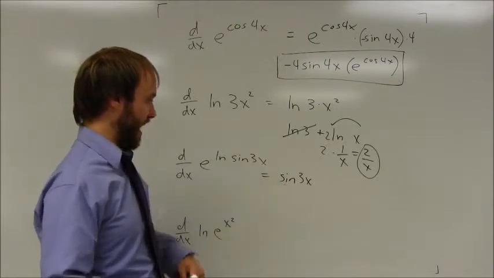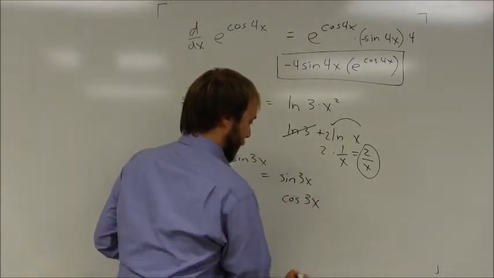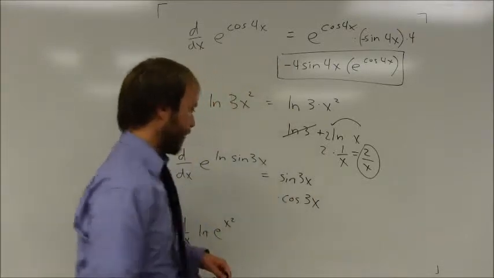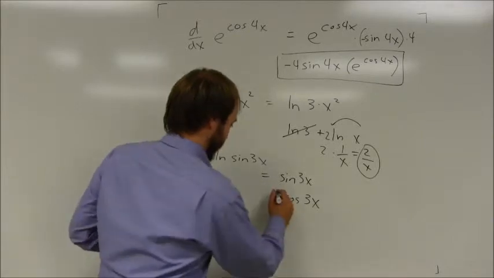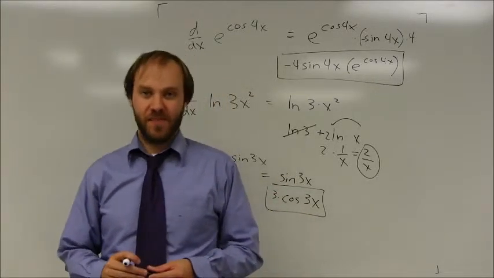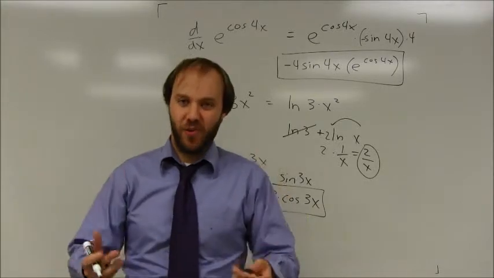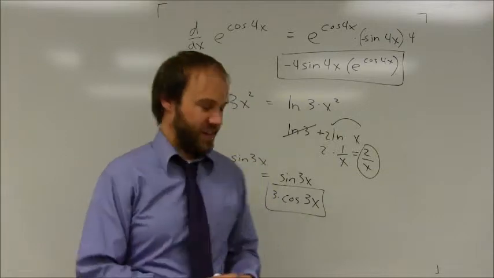Of course, derivative of the outside function is cosine of the same thing, and then I need to make sure that I multiply by the derivative of the inside function. Inside function is 3x, derivative is 3. We're going to get an answer here of 3 cosine 3x. Okay? Chain rule, chain rule, chain rule. Can't stress it enough. You're going to see it all over the place in these problems.